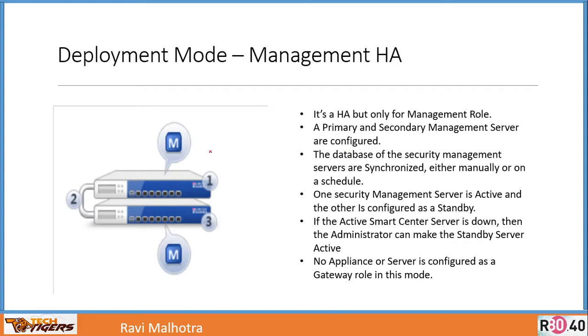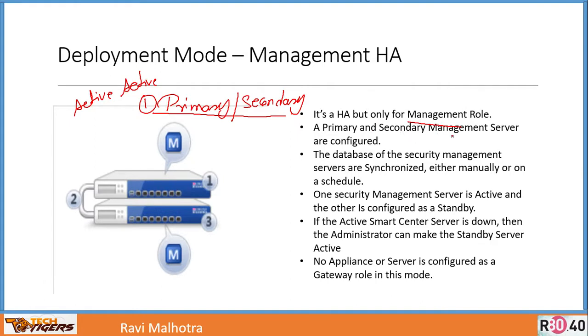So there are basically two management servers. It is a primary management server and secondary management server, right? Management servers cannot both be active. The active management server is called the primary, and the other one acts as a standby. The other two appliances are configured in a LAN as a standby to each other. It's HA but only for the management role.